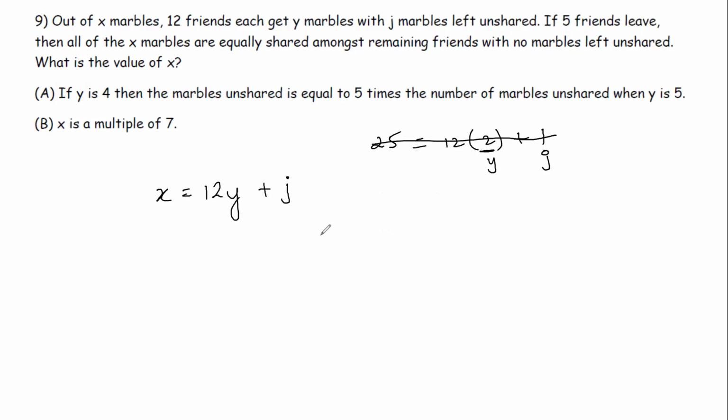If 5 friends leave, then there are 7 people remaining. Then all of the X marbles are equally shared amongst the remaining friends with no marbles left over. So X upon 7, basically. So it says that X is a multiple of 7. Are you getting the picture?